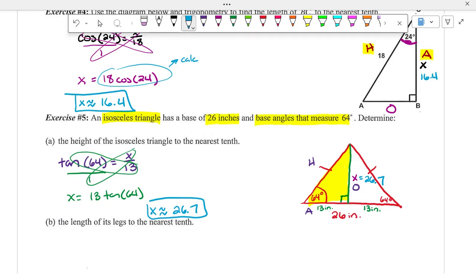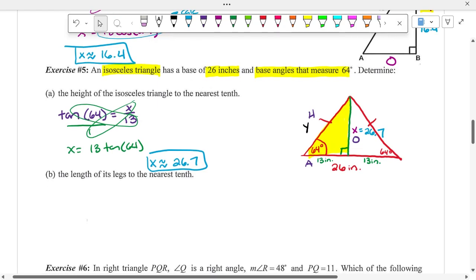Now, it then wants us to find one of the legs of the isosceles triangle. Remember, the legs are the congruent sides. So in other words, we need to find this side right here. So let's call that one Y. So now, again, using what we were initially given, which is the 13, and what we're trying to find, which trig ratio should I use?